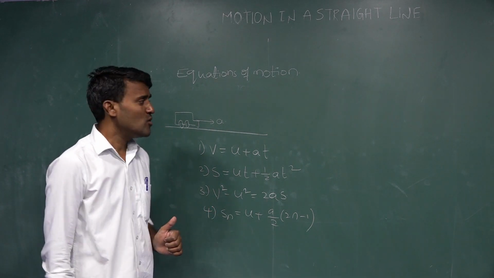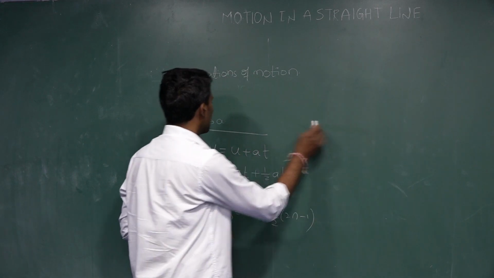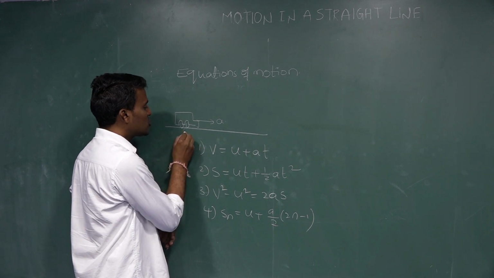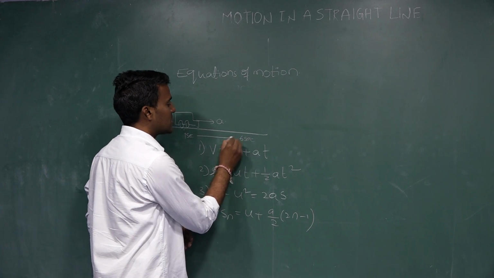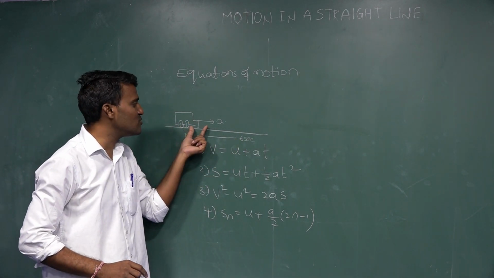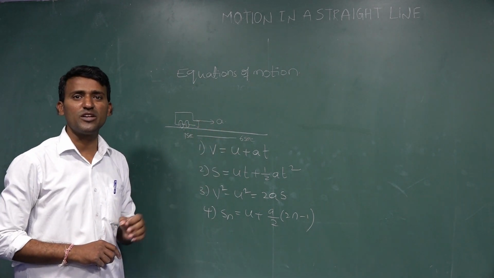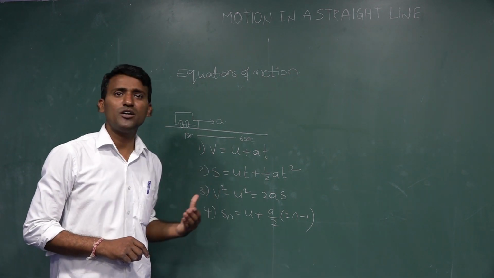For example, for your understanding, one object is traveling from 1 second to 6 seconds. Each and every second, this vehicle covers some displacement. For example, in the 5th second, what is the displacement covered by the particle?